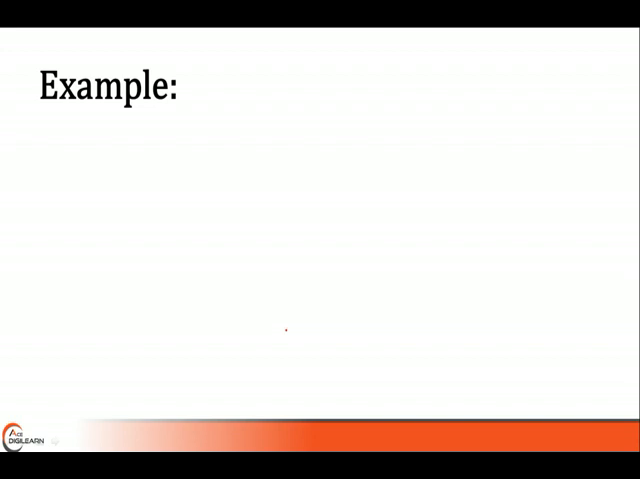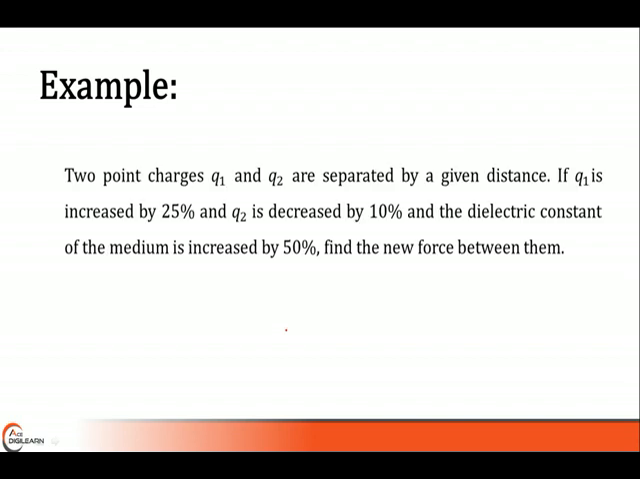Quickly moving on to another simple example. Two point charges q1 and q2 are separated by a given distance. If q1 is increased by 25% and q2 is decreased by 10% and the dielectric constant of the medium is increased by 50%, find the new force between them.